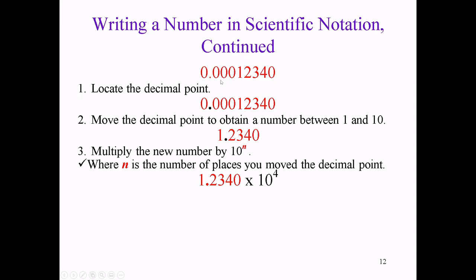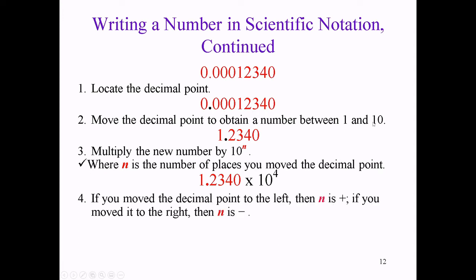The caveat here is that this time we started with a smaller number and we moved the decimal place to the right, right? So if we apply our last rule here, if you move it to the right, then n is going to be negative. We see that this number is in fact 1.2340 times 10 to the negative 4. All right. So you can see how you're going to manipulate these based on what your starting number is going to be. If it's a smaller number, you're going to have a negative exponent. If it's a larger number than 1, you're going to have a positive exponent.